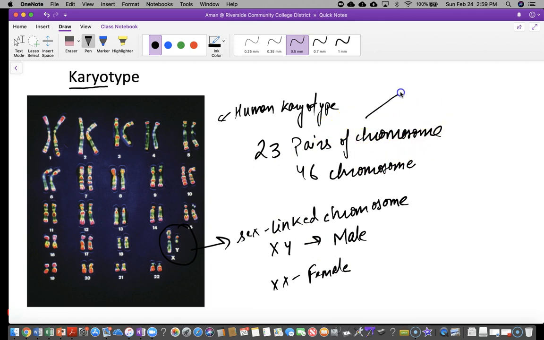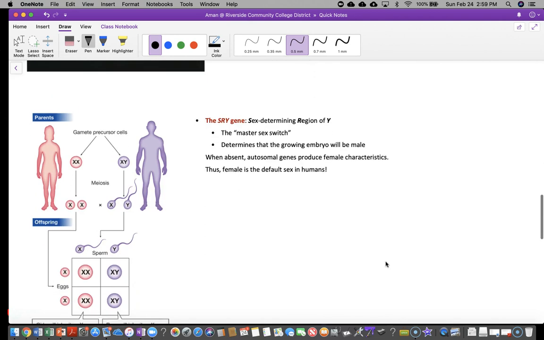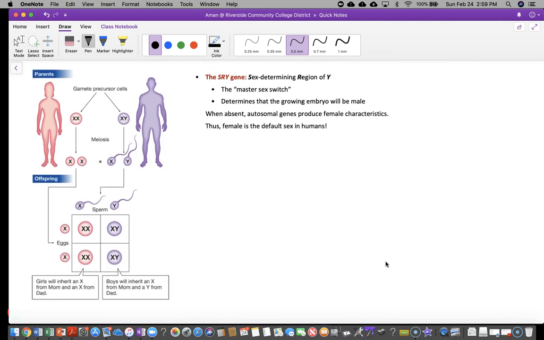Inside those 23 pairs, we've got 22 pairs of chromosomes which are the regular chromosomes, and they're called autosomal. Okay, autosomal chromosomes. You've got to know that terminology. And then we've got this one pair, which is called the sex-linked, or the sex chromosomes. So you've got autosomal chromosomes and sex chromosomes. All right.